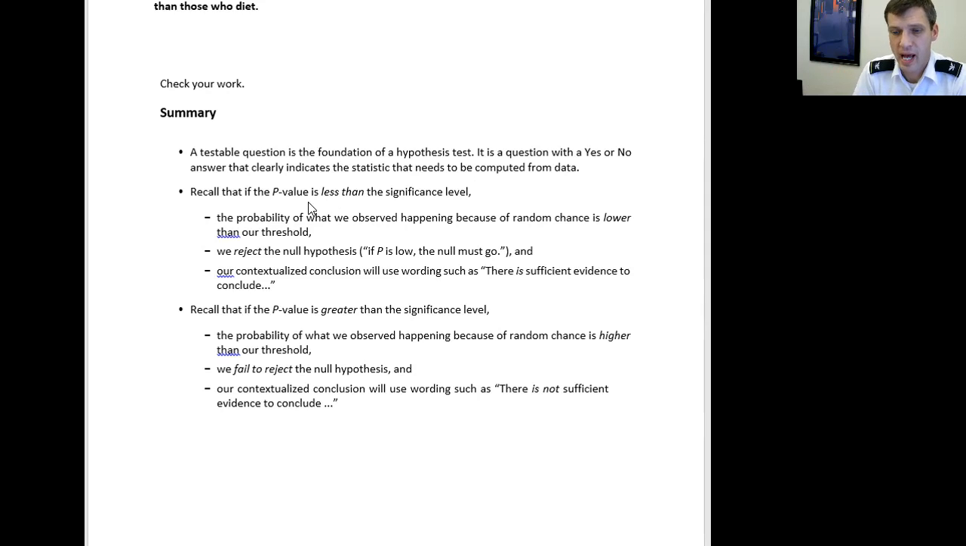Once I have that testable question, I can run some sort of test, and I'm going to find the probability of getting the data that I got based off of random chance or because something special seems to be happening. And if the probability that it's coming from random chance is small enough, smaller than my threshold, if that p-value is low, my null hypothesis must go. So the null hypothesis is nothing special is happening here. Nothing to see here, folks. Nothing special is happening, or the status quo is maintained, things like that. The alternate hypothesis is the opposite of that.